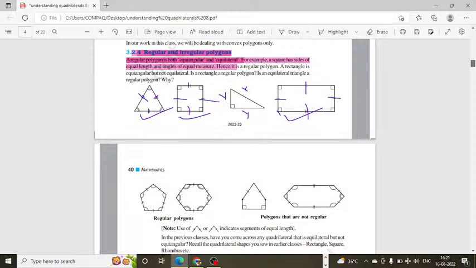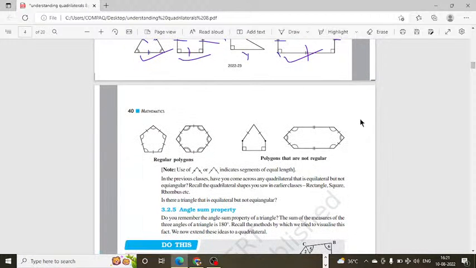Here a few more examples have been given. So you can see the note. What is written here: use of this or this indicates segments of equal length. So you see, I will tell you, these lines that you can see mean that these are equal, these all are equal to each other. So both these figures come under regular polygons.